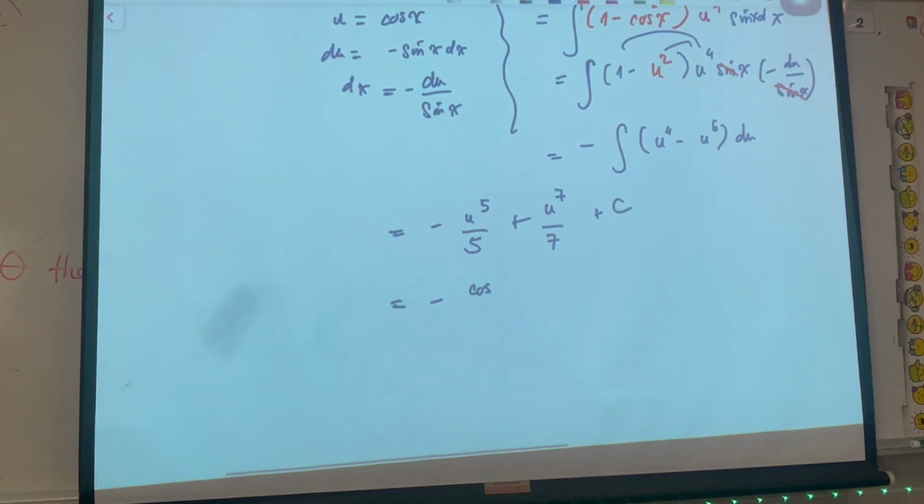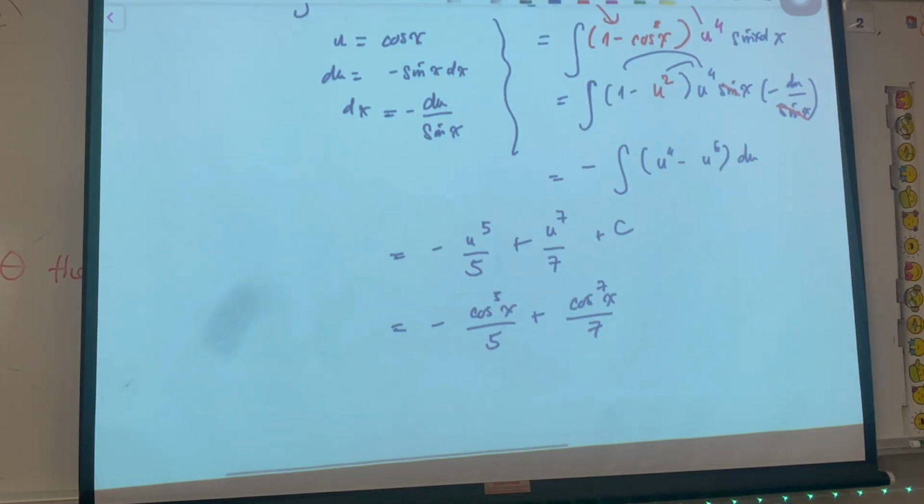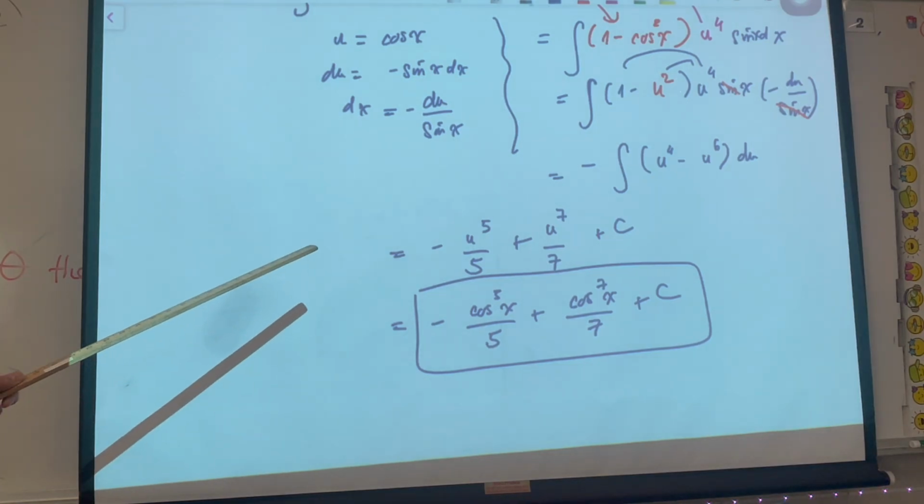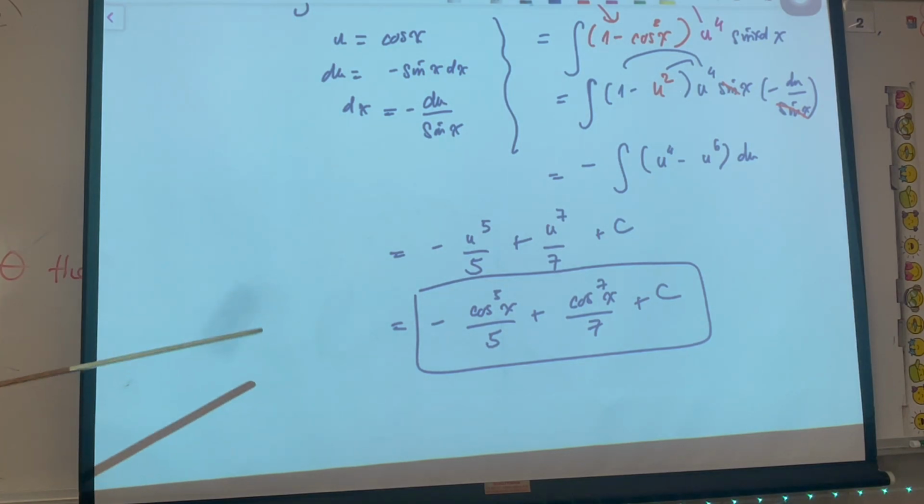So cosine 5 over 5, cosine 7. Is that correct? Did I do something wrong? Is it correct? How many of you got this? Good. And I saw a lot of you on the way there, but we just didn't have enough time. So when we're distributing the u4 into the u2, we don't multiply.